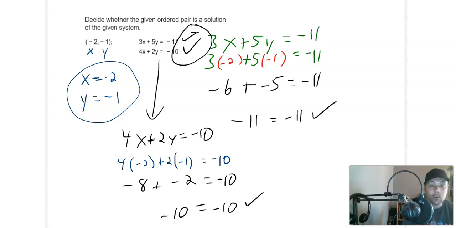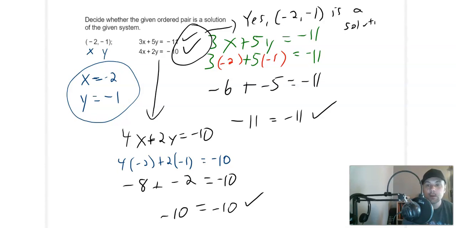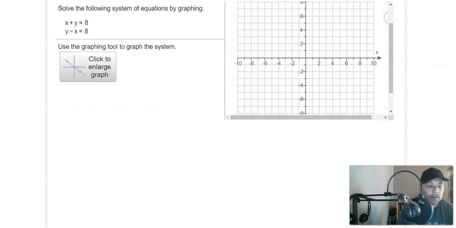And so because it works in both, yes, negative 2 comma negative 1 is a solution to the system of equations. And so on Math Excel, you'll simply answer yes. It'll be a yes or no option somewhere on the screen. You'll say yes, this is a solution. Let's take a look at the next example.